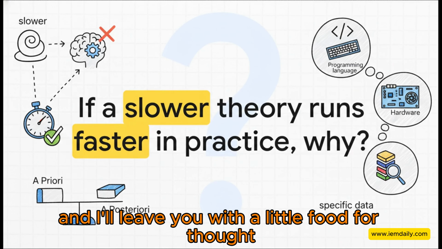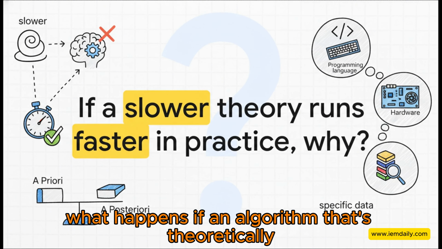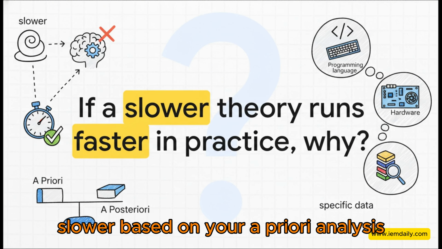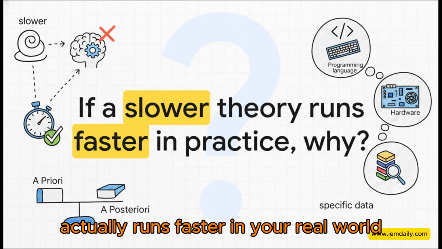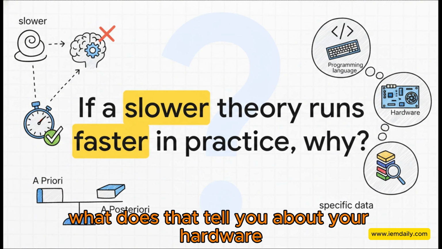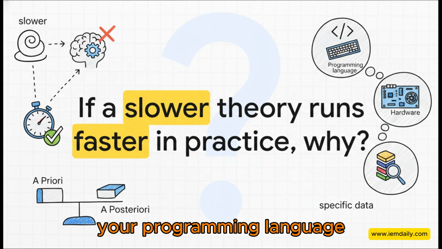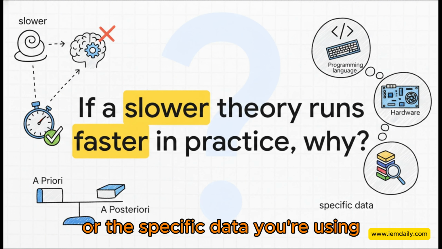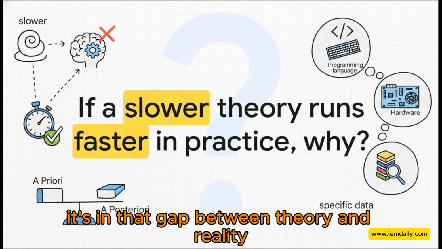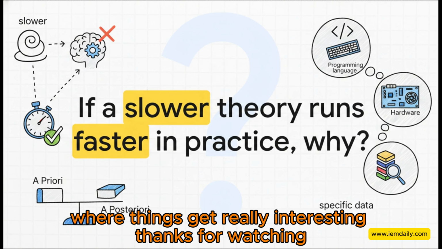And I'll leave you with a little food for thought. What happens if an algorithm that's theoretically slower, based on your a priori analysis, actually runs faster in your real-world posteriori test? What does that tell you about your hardware, your programming language, or the specific data you're using? It's in that gap between theory and reality where things get really interesting.